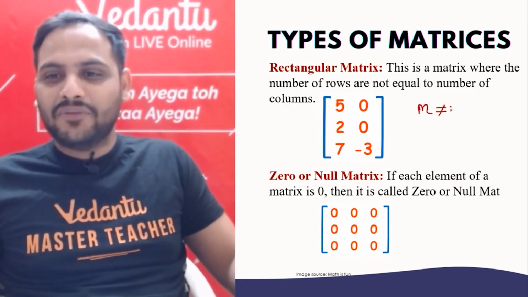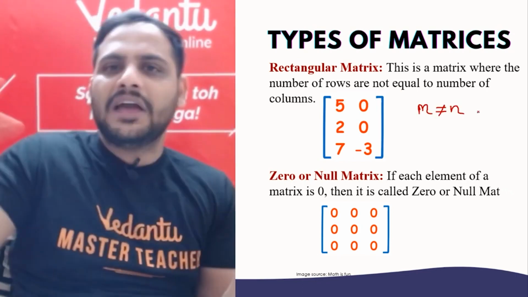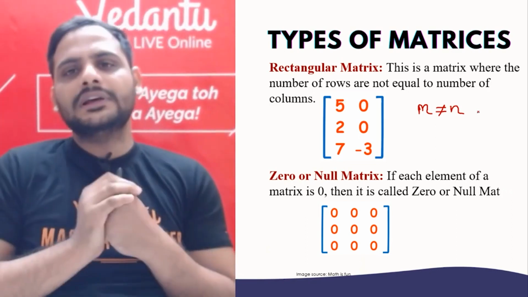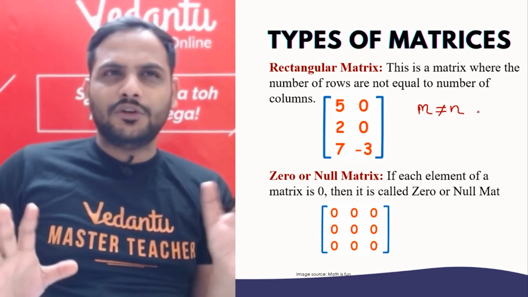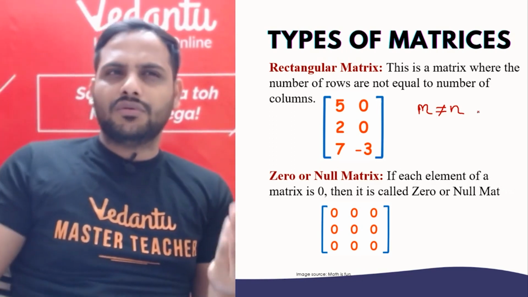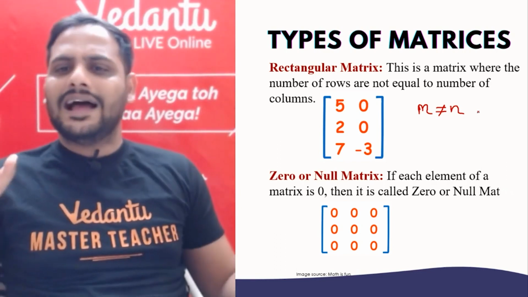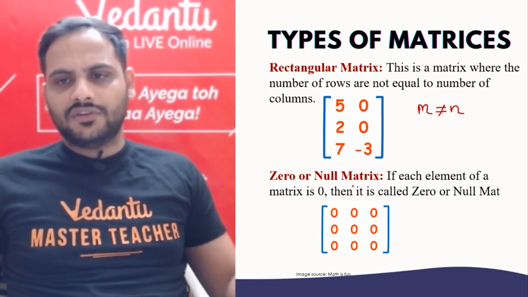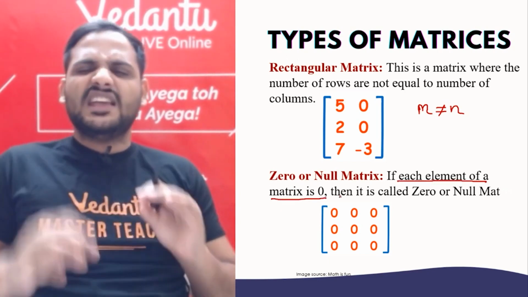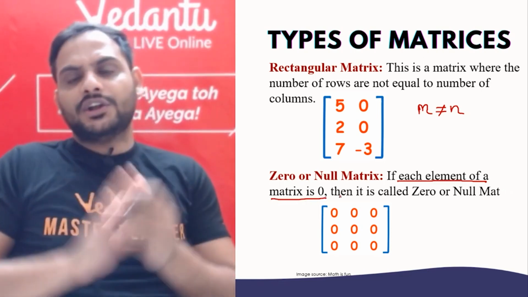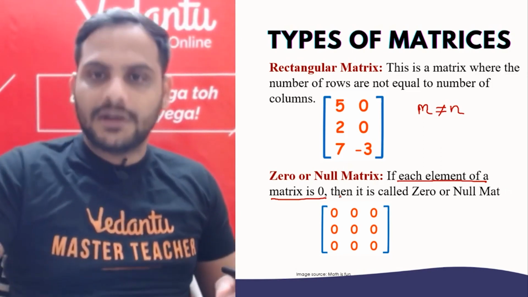All right. See, I'm not teaching anything. I'm just telling you whatever the name suggests. M is not equal to n. Simple, right? Now think of zero matrix. Now zero matrix means what? It doesn't mean we can say anything about the rows or columns, but yes, I can say in zero matrix each element of a matrix is 0. Each and every element of a matrix is 0, then it will be called a zero matrix.